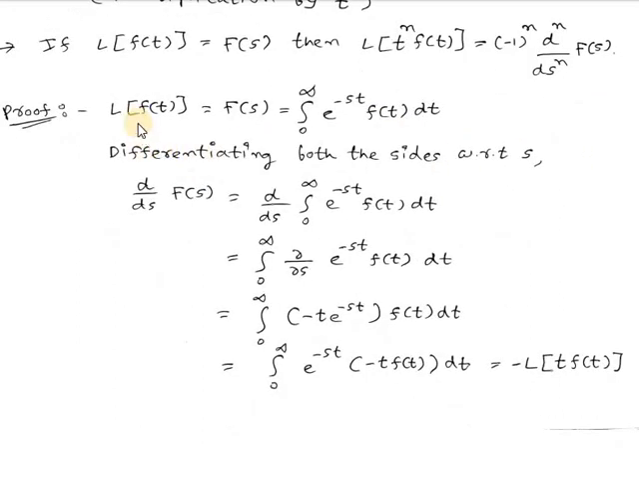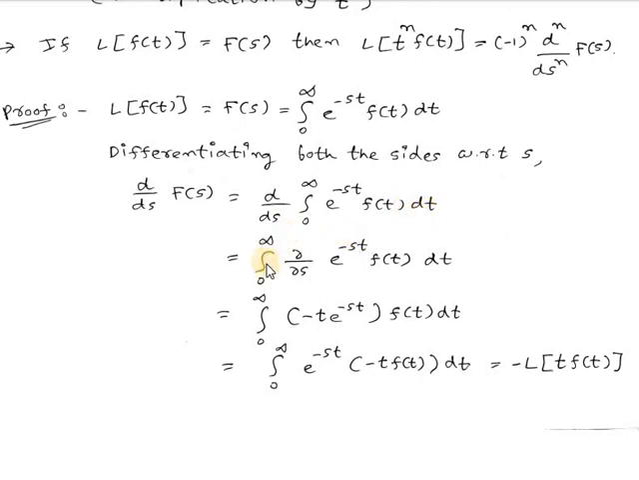So we know that Laplace of f(t) is equal to F(s), which is equal to integration 0 to infinity e^(-st) f(t) dt. Now differentiating both sides with respect to s. So here we will take differentiation on both sides with respect to s. So we will get d/ds F(s) is equal to d/ds integration 0 to infinity e^(-st) f(t) dt.